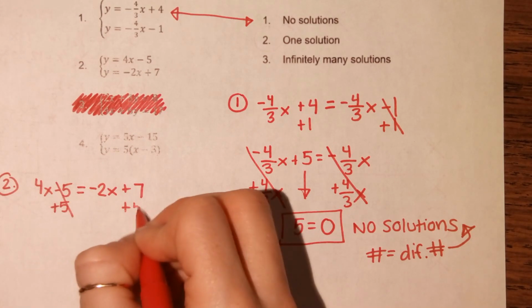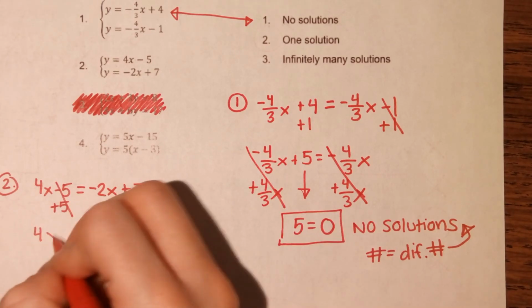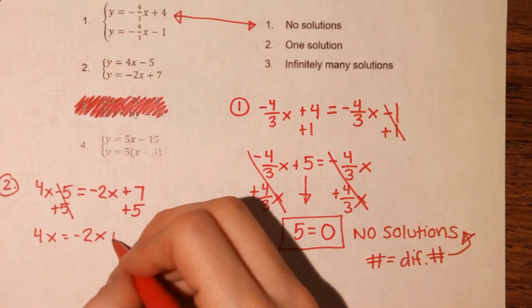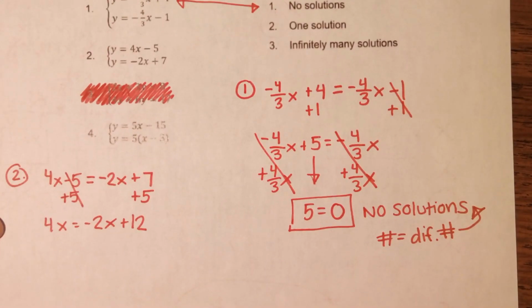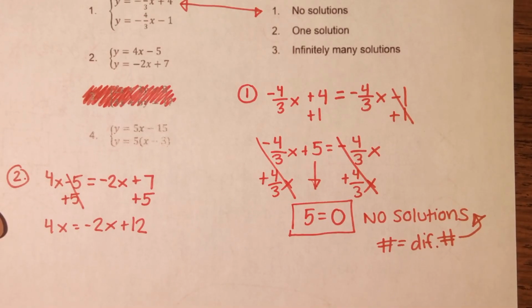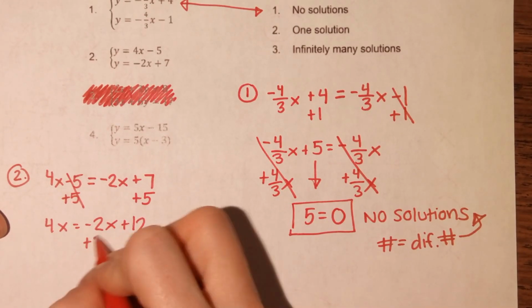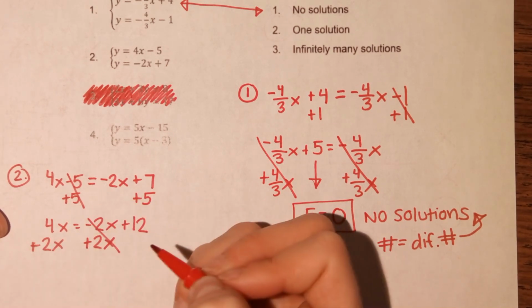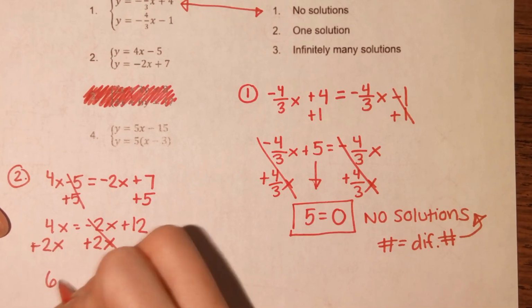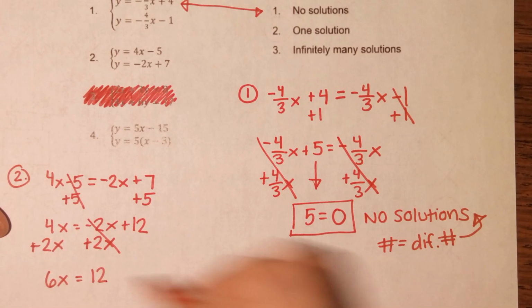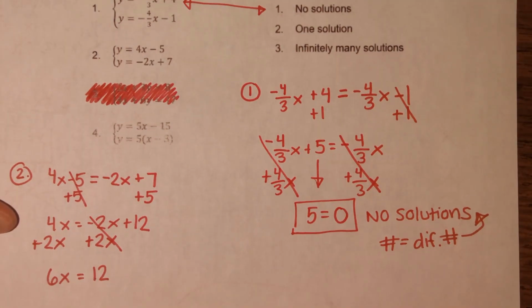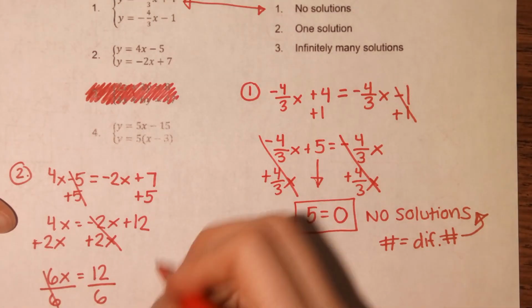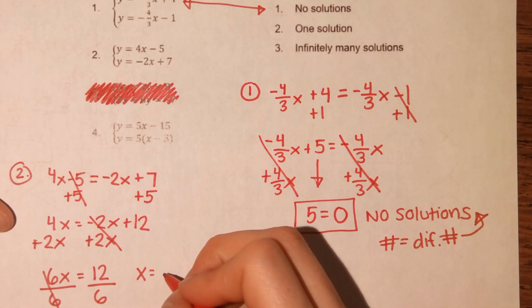And now I want to get my variable alone on one side of the equal sign. So we're going to get rid of our 2x here. Then it cancels out. Add it to the other side, which gets us 6x equals 12. Now to get my x completely alone, I divide by 6 to both sides. And my x ultimately gets me 2. And if x equals 2, that's one solution.